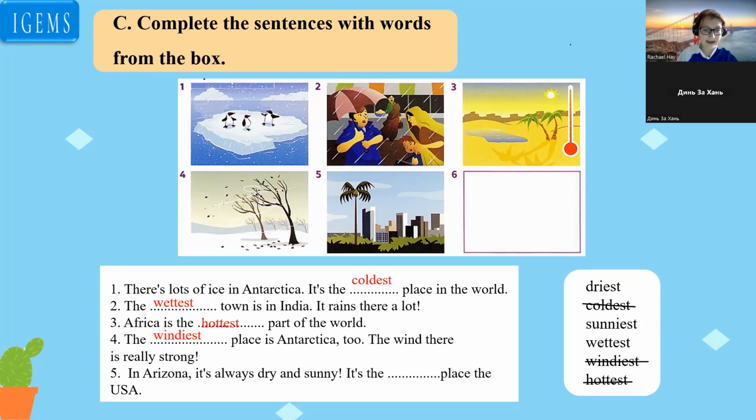And then number five. In Arizona, it's always dry and sunny. It's the sunniest place. Driest, there, you see. Okay, driest. Sunniest does work. You would have gotten confused because it says dry and sunny. So driest means it's very hot and it doesn't rain often. And sunniest means the sun is always out.